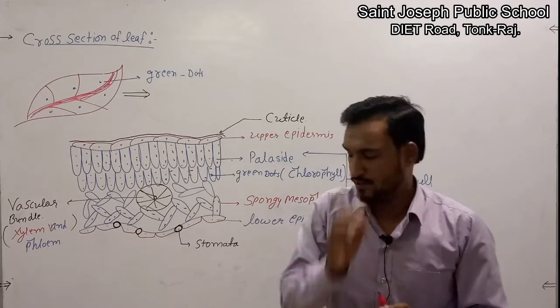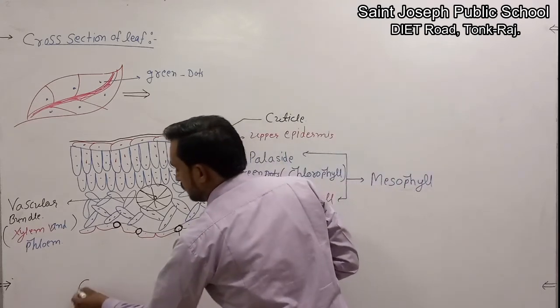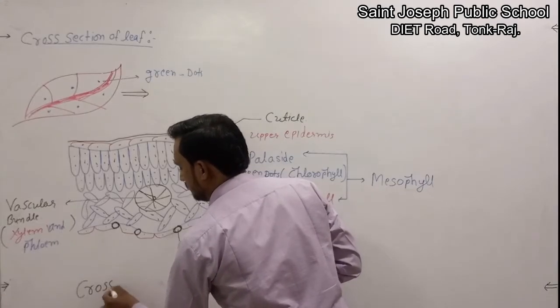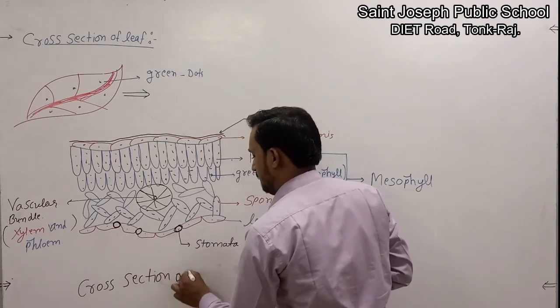This complete structure is known as cross section of leaf.